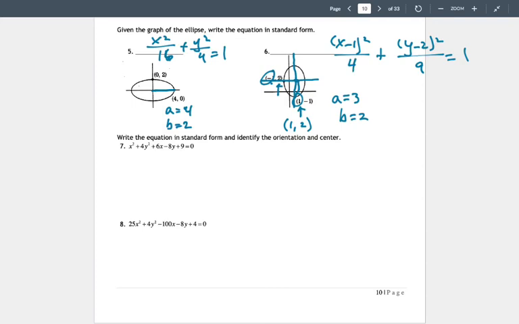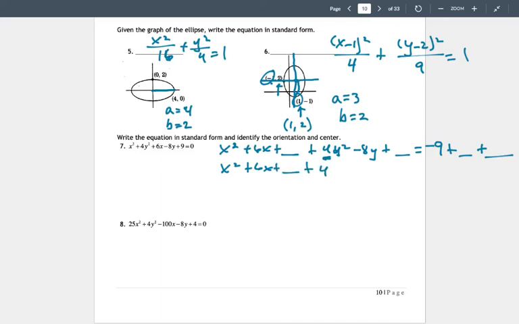On the next example, we have to write it in standard form. So we've got to complete the square. So we'll do x squared plus 6x plus some number plus 4y squared minus 8y plus some number equals, I'm going to move the 9 to the other side and add those numbers to this side. One thing you need though is this to not be a 4. You need it to be a 1. So I'm going to factor out that 4.